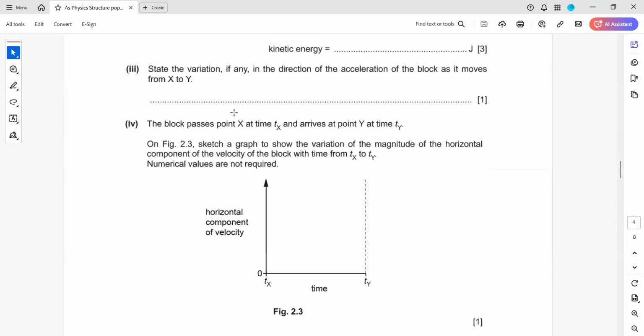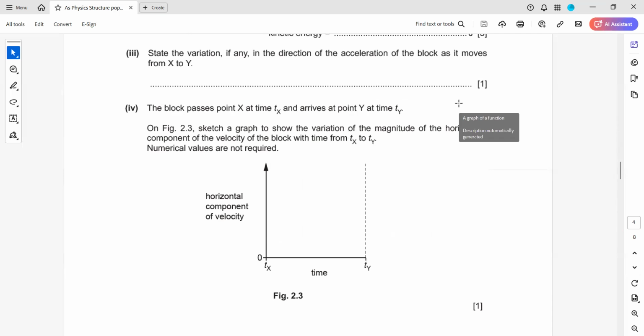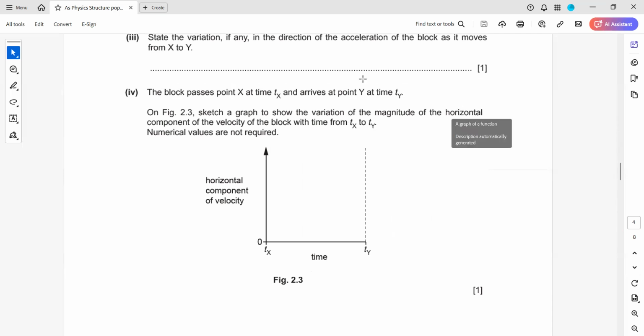So on the figure, the block passes point X at time Tx and Y at time Ty. We have to sketch the horizontal component, as there is no air resistance to oppose the motion. So the horizontal component will remain the same. As I mentioned, numerical values are not required. So if they said numerical values are needed, then what will you write?